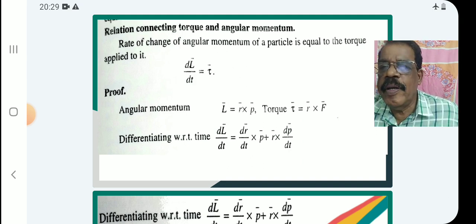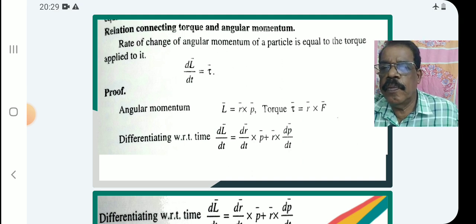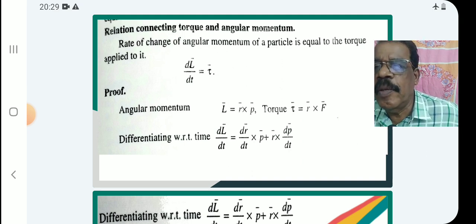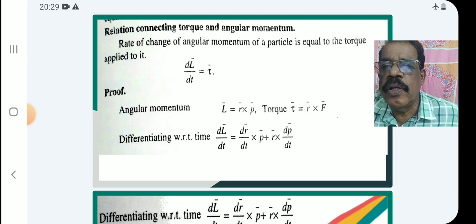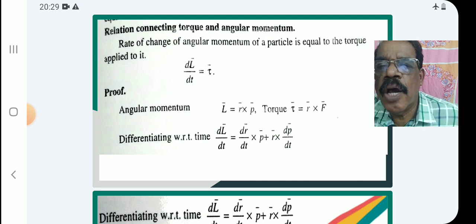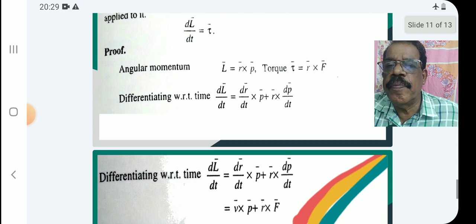And tau is dL by dt is Newton's second law in rotation. This is the Newton's second law in rotation that we prove here. Angular momentum L is equal to r cross p. Differentiate: dL by dt is equal to dr by dt into p plus r dp by dt. We apply the product formula in differentiation.